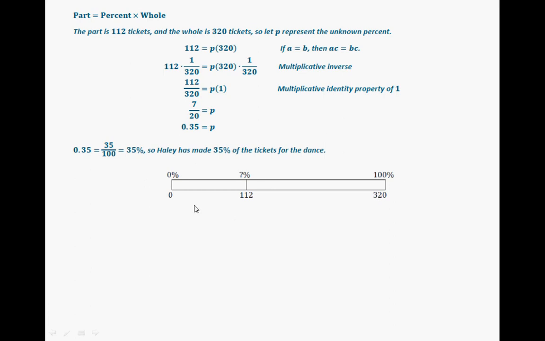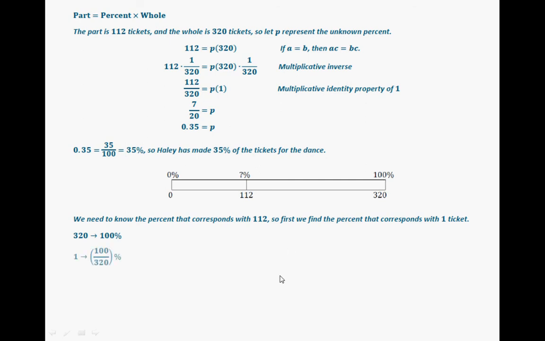So on a number line, this would be 0 to 100. We know that 112 is the part and 320 is the whole. So what percent is 112? So we know that the percent corresponds with 112, so first we find the percent that corresponds with one ticket. So we could do it using our 1%, or one ticket in this case. Well, if 320 is 100%, then 1 is going to be 100 divided by 320.